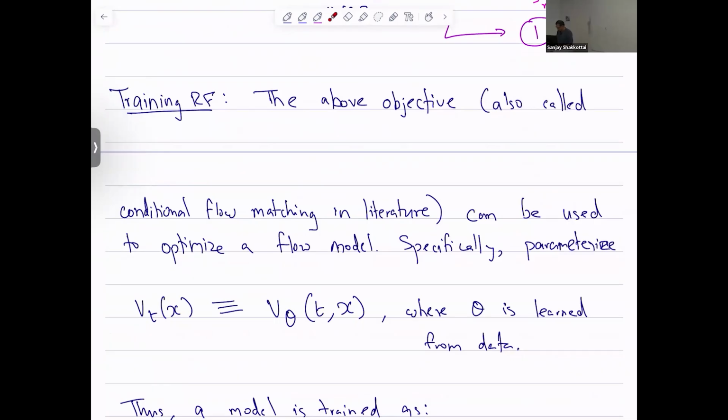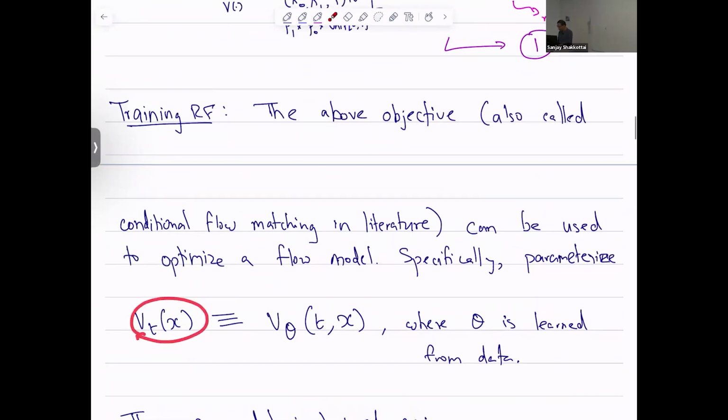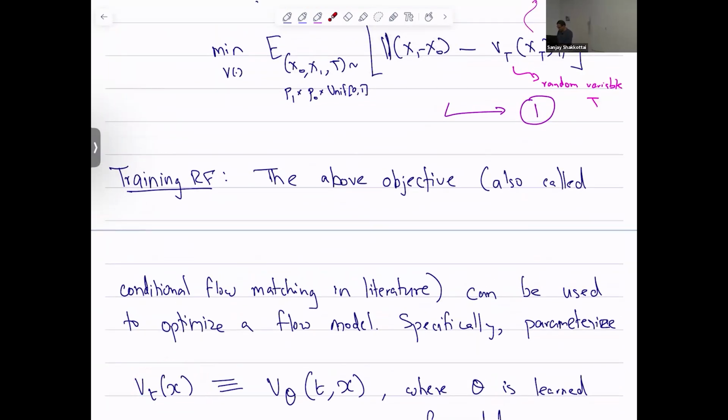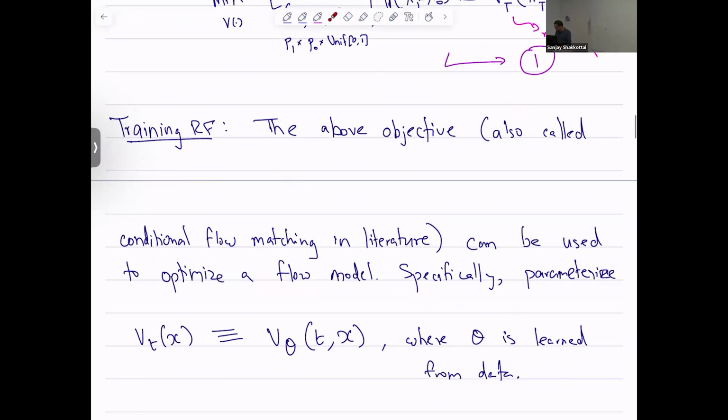Okay, so the usual recipe when we have these kinds of things: let's parameterize Vt by some parameter theta. That's your network, whatever the architecture is. It has two inputs, t and x. And theta is learned from data. Is that clear?